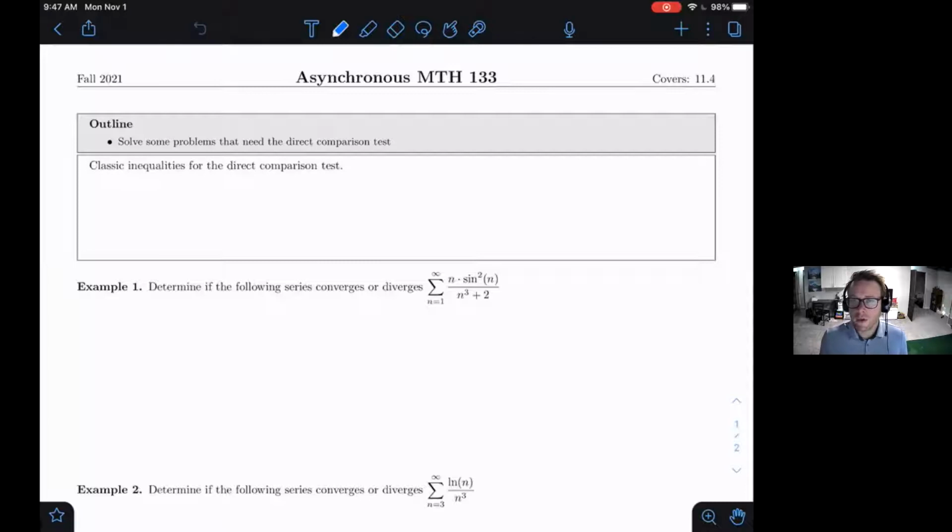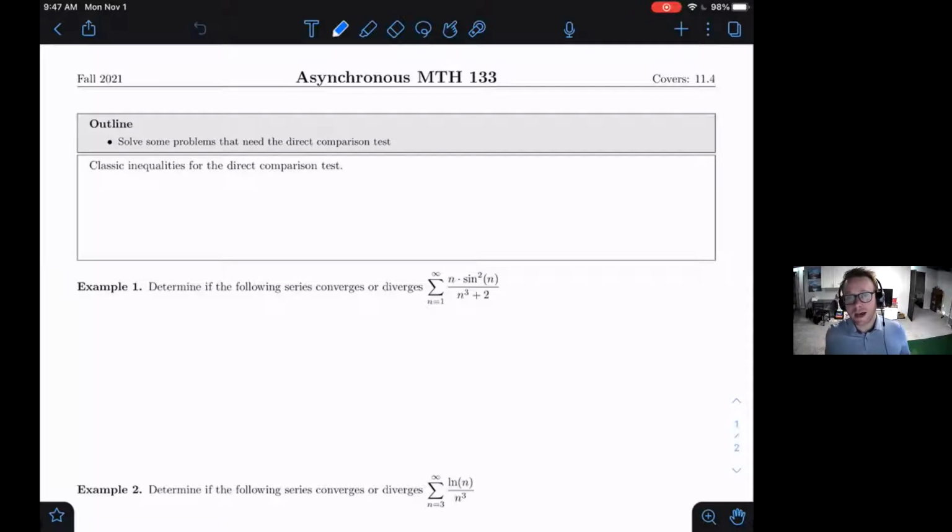In 11.4, we learned about the direct comparison test and the limit comparison test. And as you probably saw in my in-class video, the limit comparison test is my favorite. It takes care of, I'd probably say 90%, maybe even 95% of all of these comparison test style problems. And it's just easier to use. And so that's why the limit comparison test is my favorite.